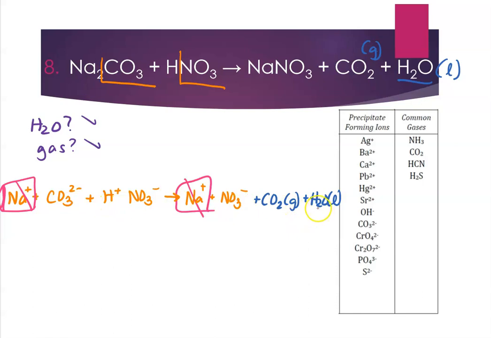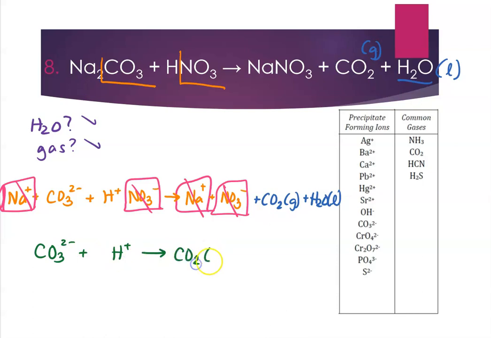H plus also cannot cancel because it's a part of the water now. NO3 can cancel because it's an ion on both sides. So here I have CO3 2 minus plus H plus yields CO2 gas plus H2O liquid. All right, so I have 1C, 1C, I have 3 O's, I have 2 O's here and 1 O here, so I have 3 O's, so I'm good there. I have 1 H and 2 H's, so that means I need to put a 2 here to balance that.